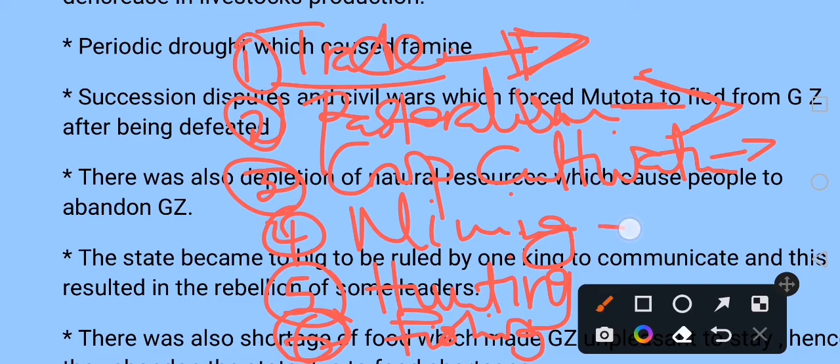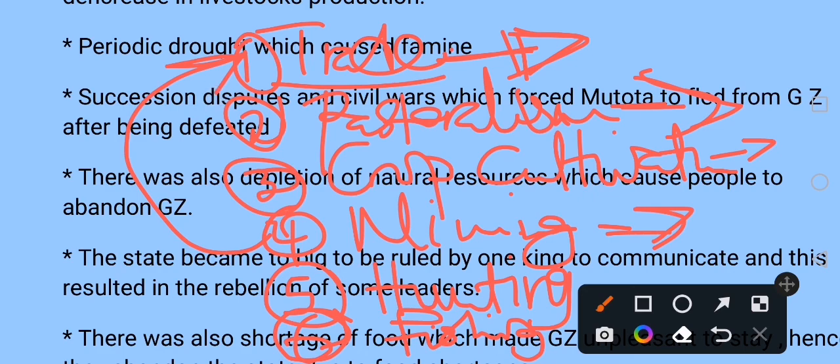What about mining? Did they practice mining? And for example, what minerals? They mined minerals like gold, copper, tin, iron. And what is the importance of mining? Mining was important. Why? Because it promoted trade.